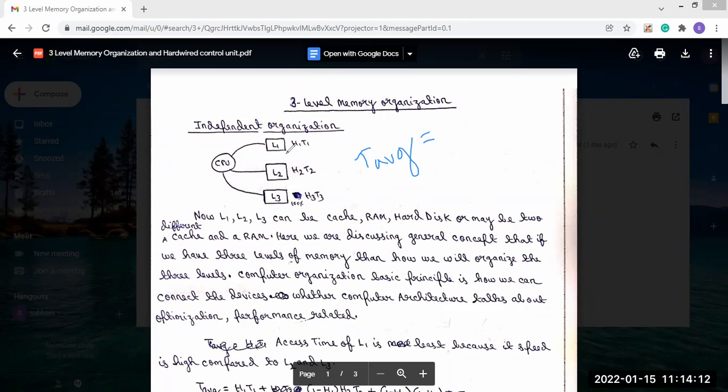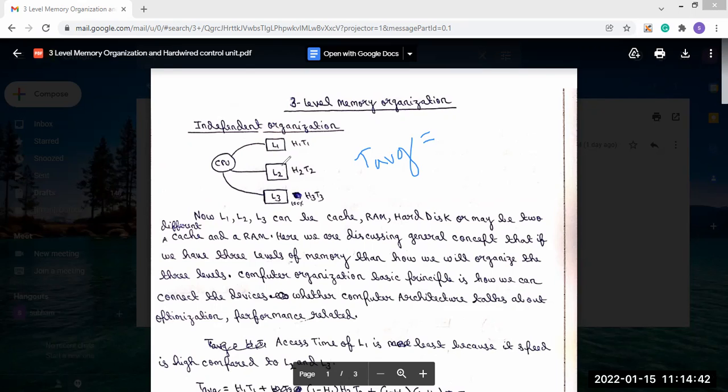If the CPU is searching for data, the searching will be done in parallel. In a particular time, the search will be on L1, in that same time on L2, and in that same time on L3. So all the devices are searched in parallel, in a single time.